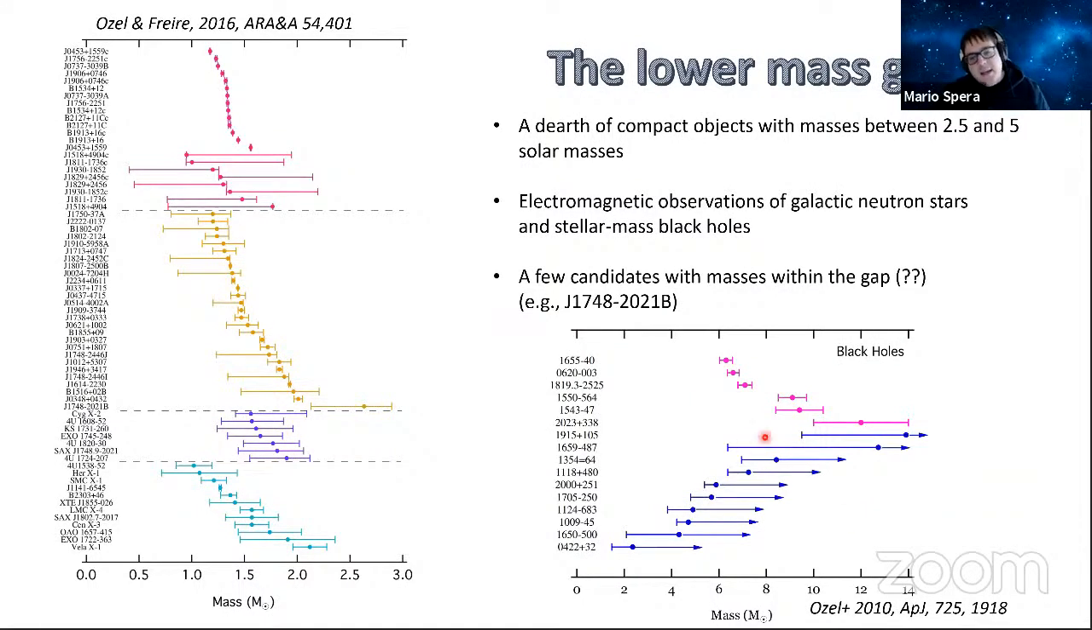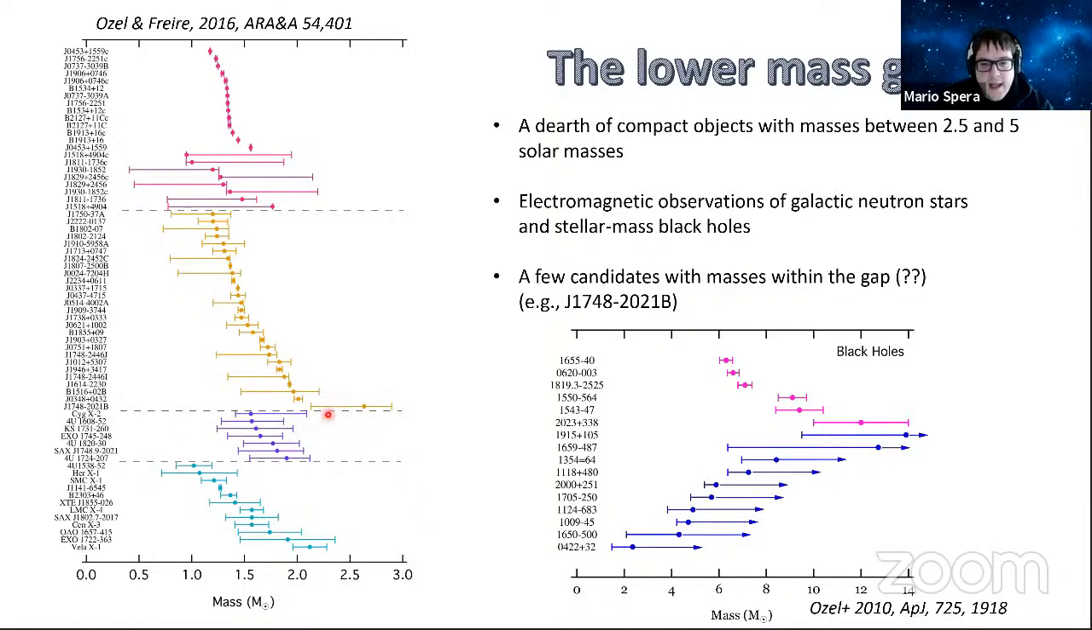Most black holes here, within the uncertainties, of course, have masses above, say, 5 solar masses, especially if we exclude the blue points here, which are the most uncertain. In contrast, all neutron stars have masses below, say, 2 solar masses, at least those with more constrained measurements, like this one up here.